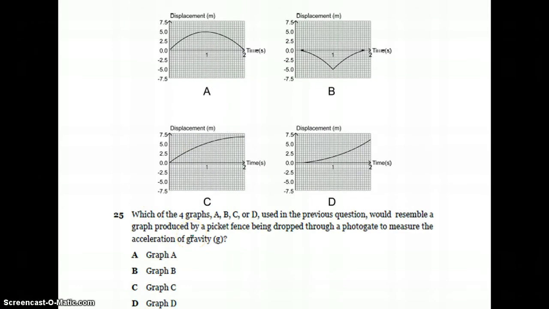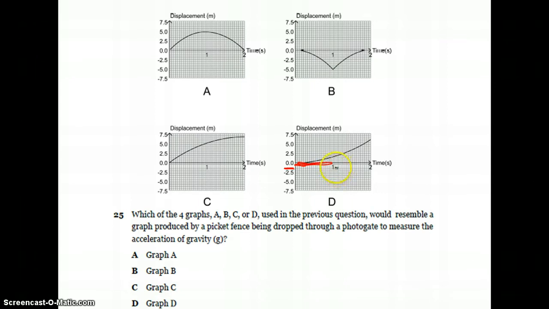And a related question, which of the 4 graphs, A, B, C, or D, used in the previous question would resemble a graph produced by a picket fence being dropped through a photo gate to measure the acceleration of gravity? Anytime you drop something, it's going to have to start at 0 velocity. And on a distance-time graph or a displacement-time graph, that means the slope of the line is 0. So if you look at D, that's one of the only ones where it starts with a 0 slope. So if you drew a tangent line there, notice that it's a flat line at the very beginning, meaning that it is standing still. No velocity.